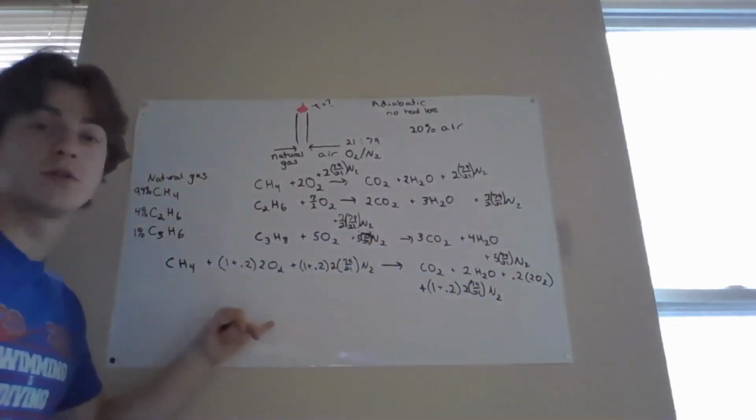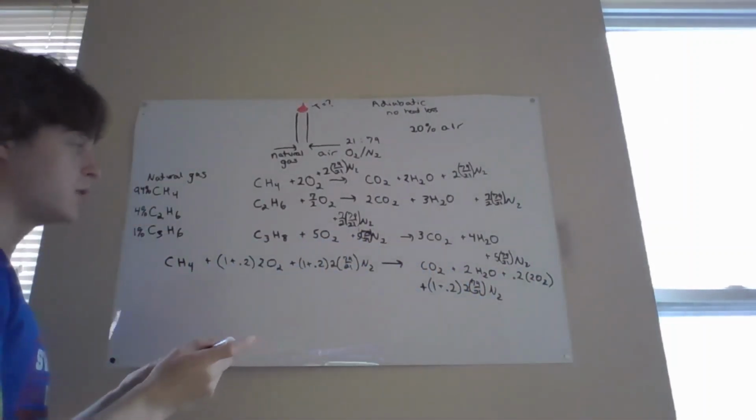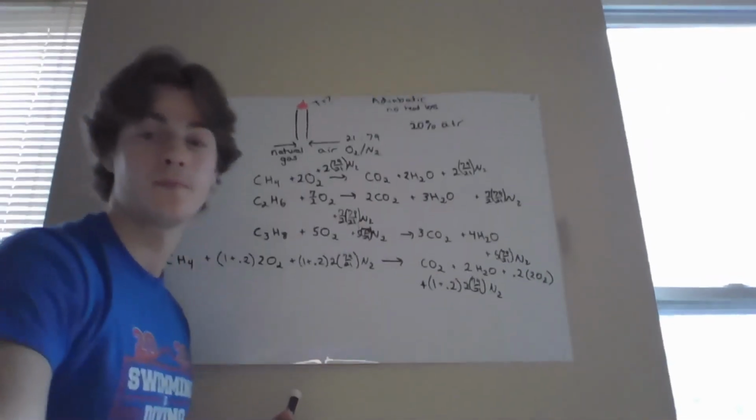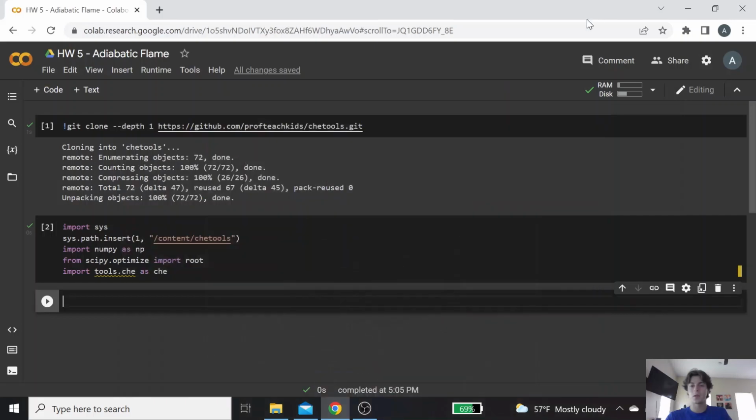So now I'm going to switch over to Python and code this into our code so we can start to model the temperature of this flame. All right, so now that we have the stoichiometric ratios of our fuel reactions, we can go ahead and put those ratios into our code.